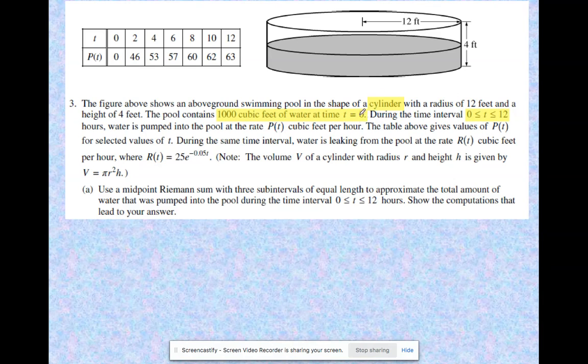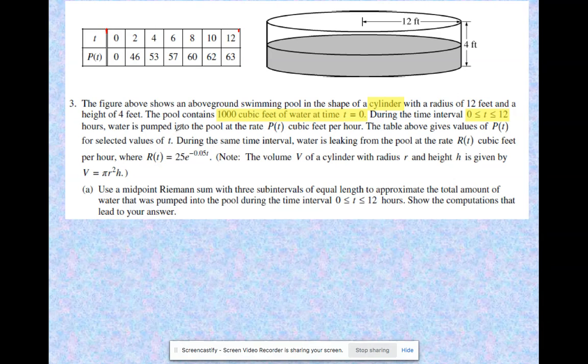At time zero, there was 1,000 cubic feet of water. Well, look up here at this table. At time zero, it says 0. What the heck? So these values cannot represent the cubic feet of water. It is talking about time going from 0 to 12, check and check, right? 0 to 12 in time.